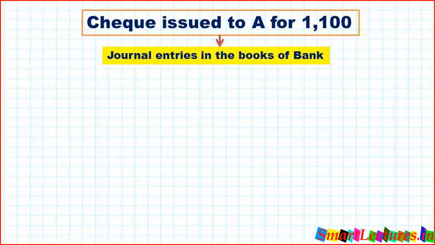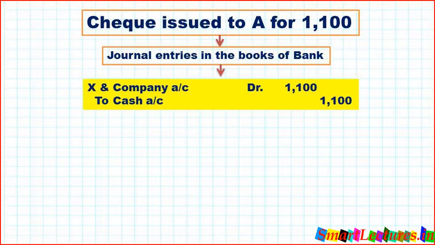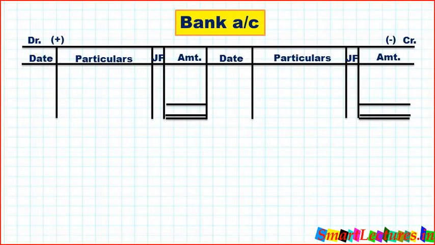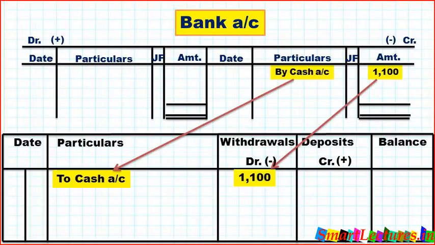But the bank will show the journal entry as X and Company to cash 1100, because when this check is presented by A in the bank, bank will have to pay cash. When the bank pays cash, the entry will be X and Company to cash. It means 1100 has been paid on behalf of X and Company. And in the ledger posting of bank, or you can say the entry in the passbook will be to cash 1100. 1100 will be on the debit side, or you can say minus item.